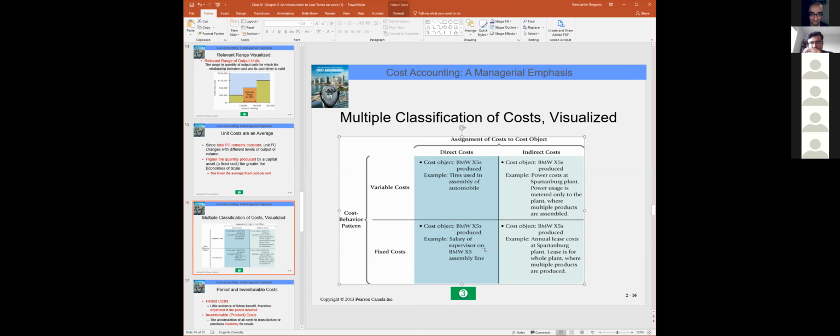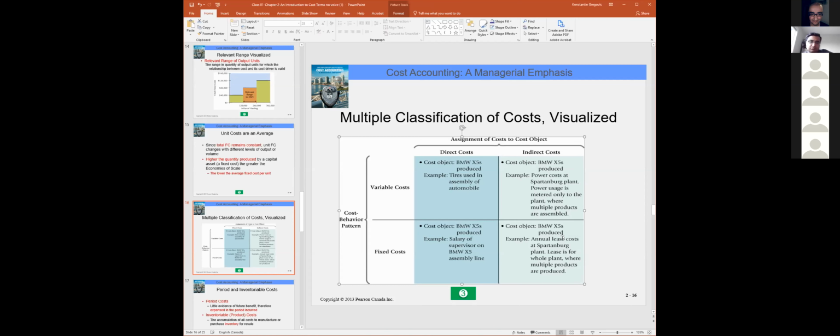Fixed costs, salary of a supervisor at the BMW plant. Identified as a fixed cost and a direct cost. Why is it a direct cost? Because he's on the assembly line. Although you can't see the supervisor on top of the BMW, he's directly involved in the production of that car. But if you're a vice president of marketing at the corporate head office, that definitely wouldn't be a direct cost. So anybody, assembly line supervisor, production supervisor, production manager, that's a direct cost. And it's a fixed cost.